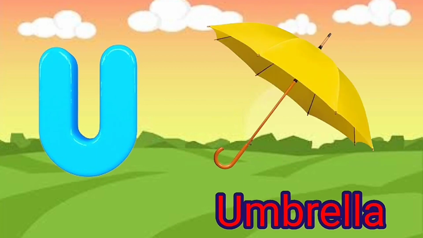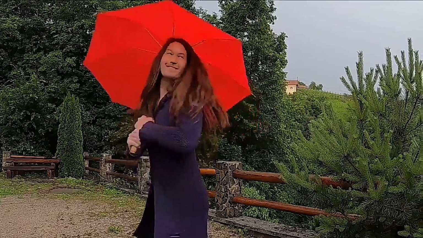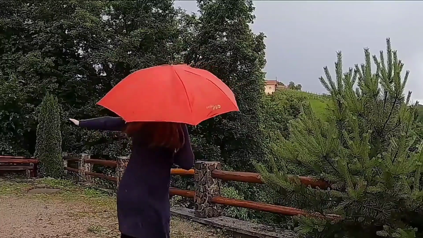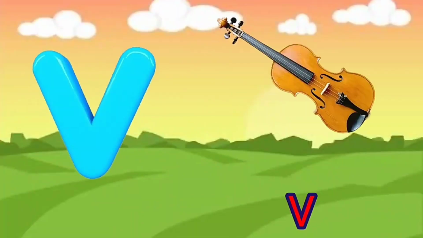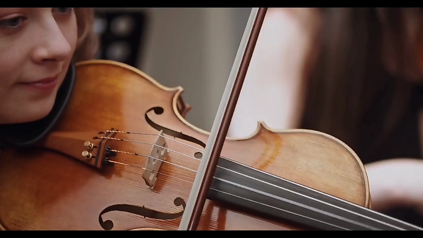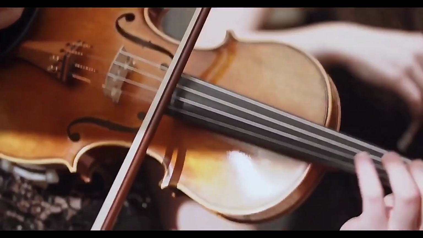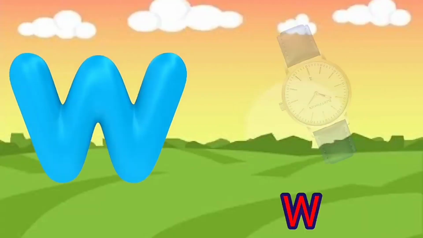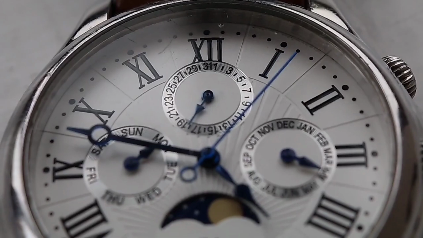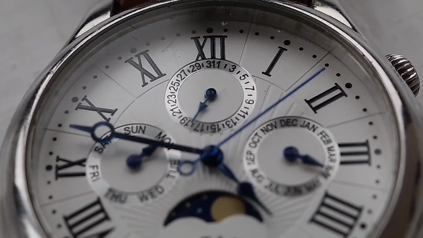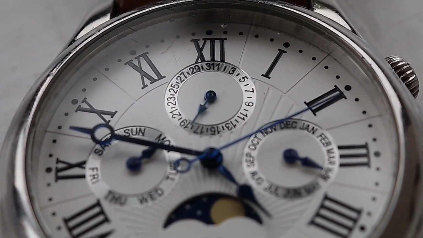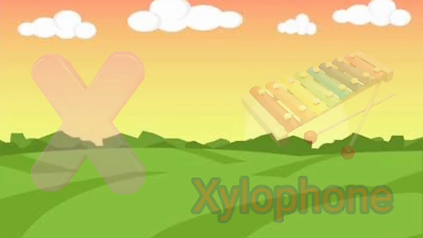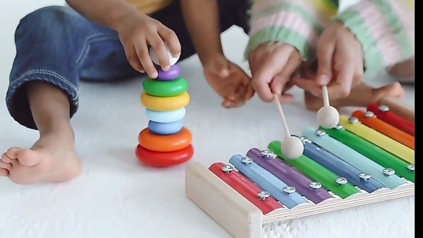U. U is for umbrella. Umbrella. V. V is for violin. Violin. W. W is for watch. Watch. X. X is for xylophone. Xylophone.